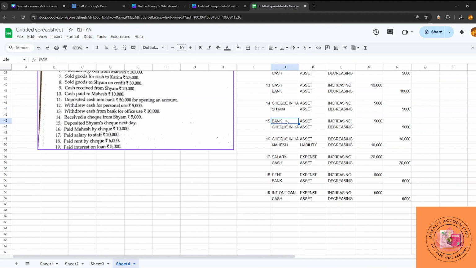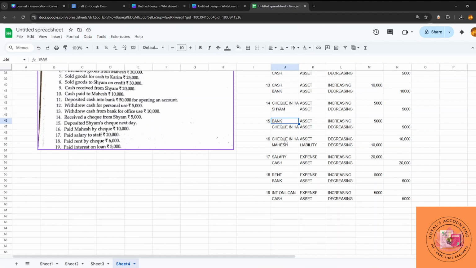Next transaction is that the check is being deposited in the bank. Bank and check in hand both are real accounts. So bank will be debited and check in hand will be credited, because money is going into the bank. The check is going into the bank and the check balance is decreasing here. It's going out. So it will be credited.